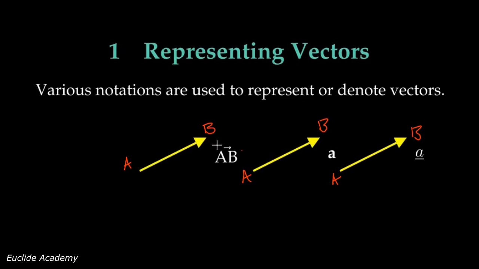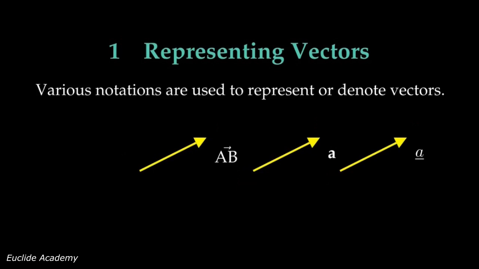We can represent it as AB with an arrowhead on top, or a bold A, or an A with an underscore. Mostly in textbooks, you see a bold A to represent a vector, and in writing we see the letter A with an underline. Alright, so this is how we represent a vector. I think we can move on to the next part.